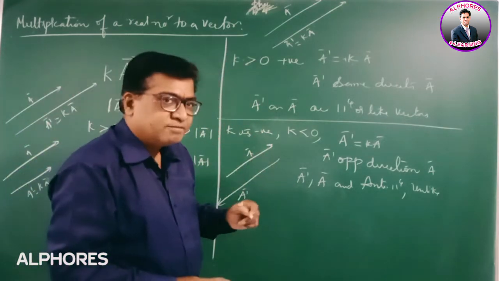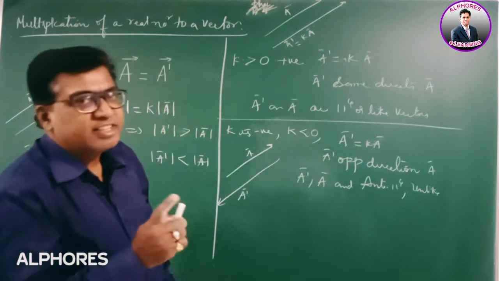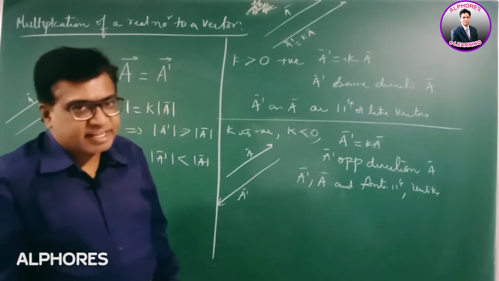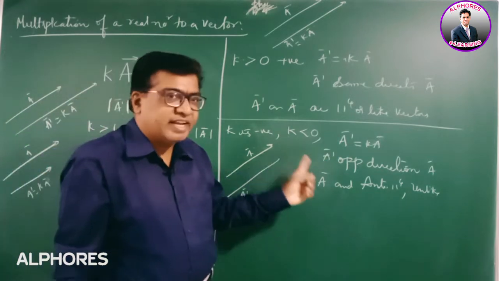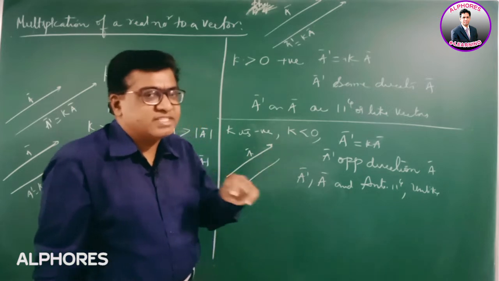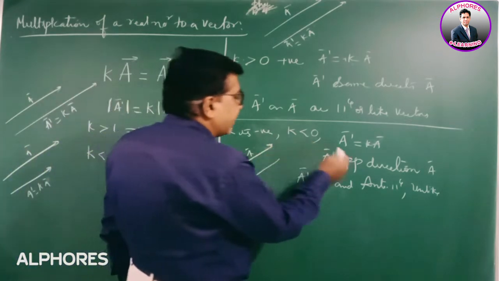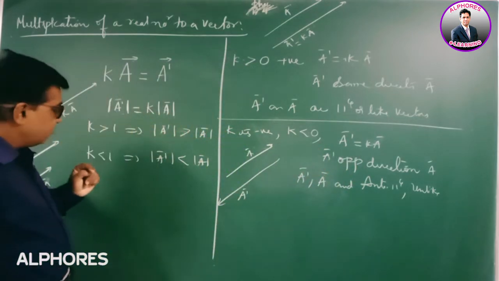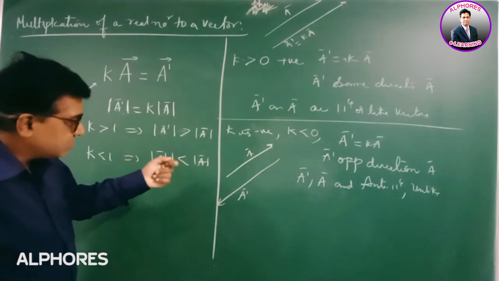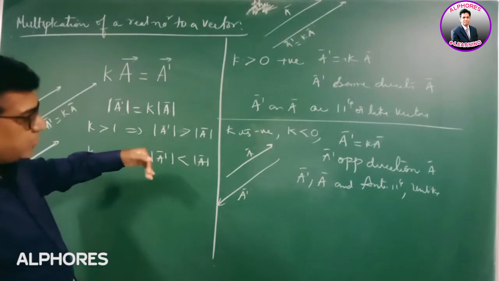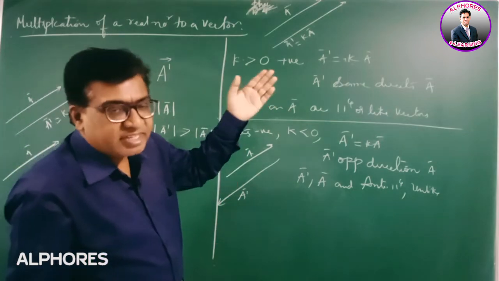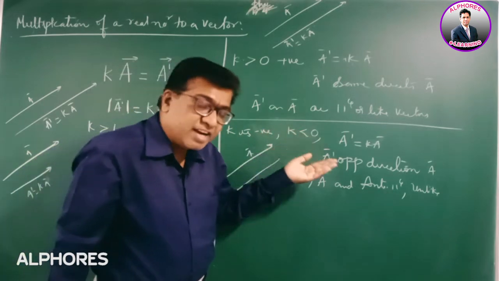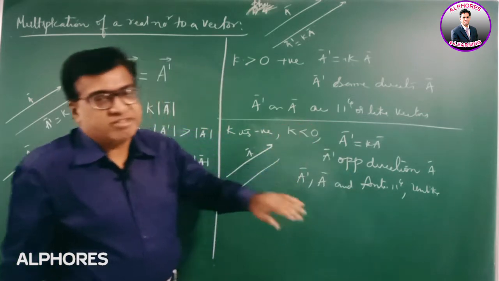When a negative number is multiplied to A bar, the direction is reversed. Again the magnitude changes K times. So if K is less than 0, the direction is reversed and the magnitude changes K times. For K greater than 1, magnitude increases K times. For K less than 1, the magnitude becomes less than that of A bar. If K is positive, the direction remains the same and the magnitude changes K times. If K is negative, the magnitude changes K times and the direction is also reversed.